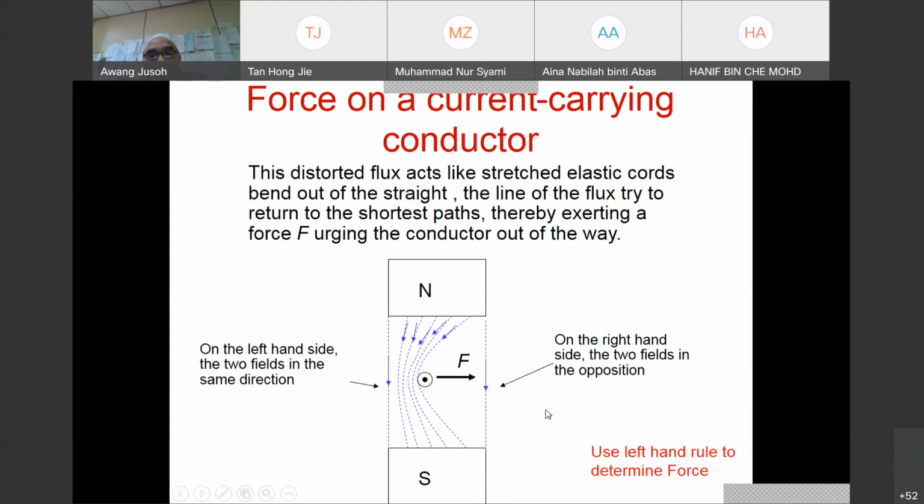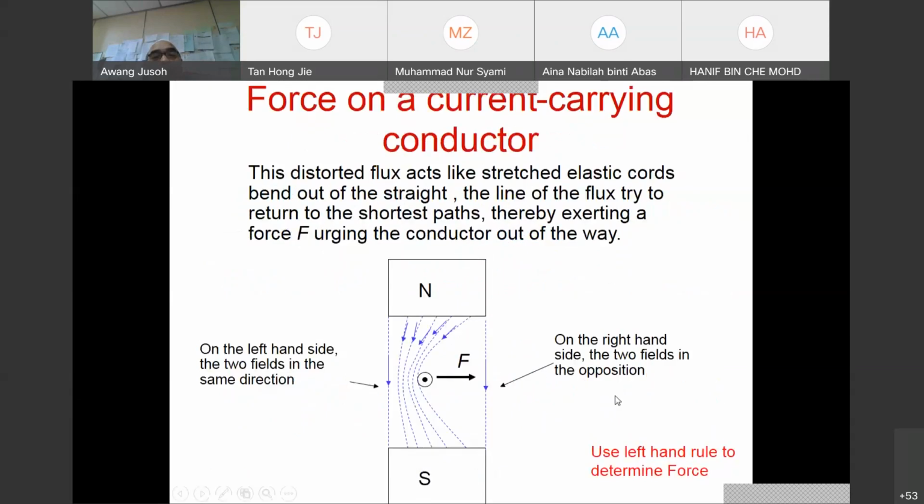So it's proven now. Don't forget, don't get confused. For the motor, use the left hand rule, sometimes called Fleming's left hand rule. For the generator, later on, you need to use the right hand rule to determine the induced current or induced voltage. Okay, clear? I think that's clear.